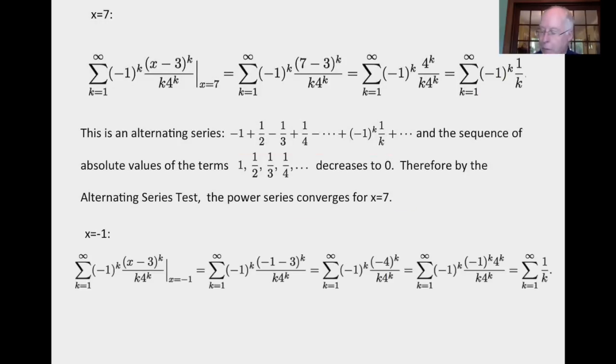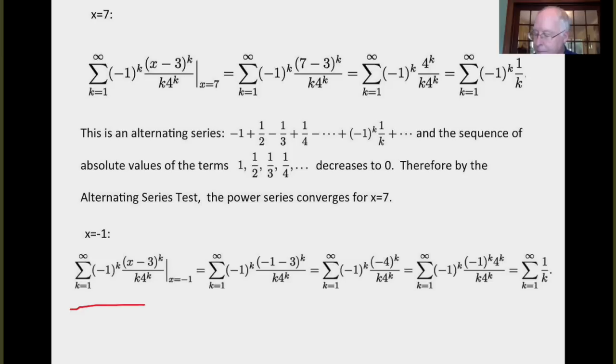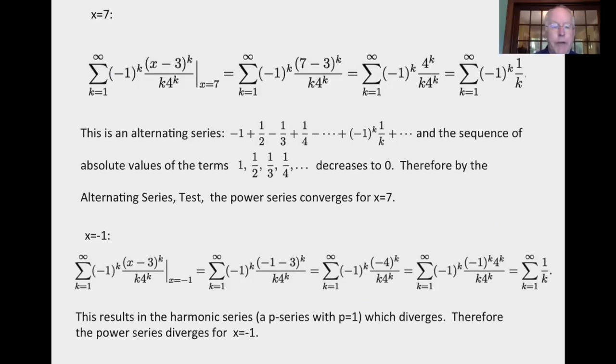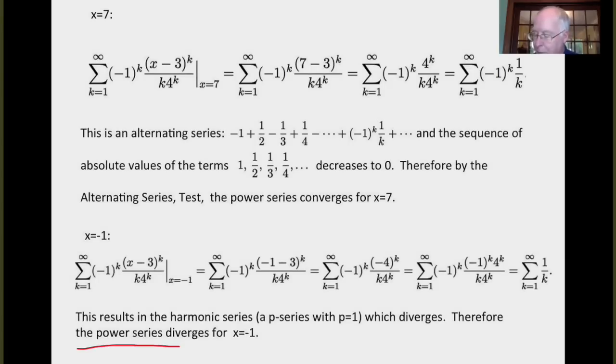If we plug in x equals minus 1, again, the original power series without its absolute values, we plug in minus 1 for x. We get a minus 4 to the k power on top, which we can split into minus 1 to the k and minus 4 to the k. And then these two powers of minus 1 multiply to give 1. The 4 to the k's cancel. And we're left with this very familiar series. Of course, you recognize that as the harmonic series, or if you like, a p series with p equals 1. We know this one diverges. So this tells us the power series diverges when x is equal to minus 1.